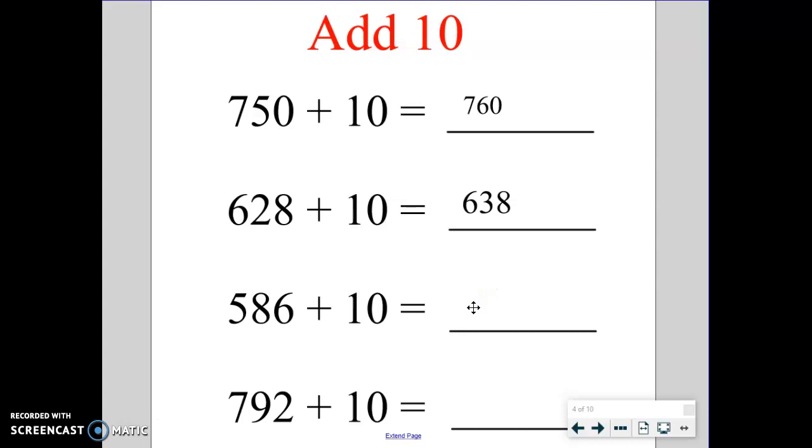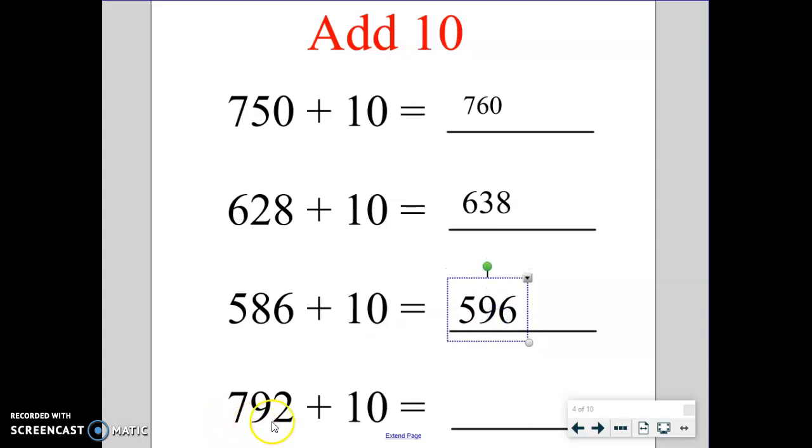My next one, I have 586, and I'm going to be adding 10 more. So I know 586 is 5 hundreds, 8 tens, and 6 ones. So I have 500. My 8 tens plus one more 10 is 9 tens, and then I still have those 6 ones. So 596.